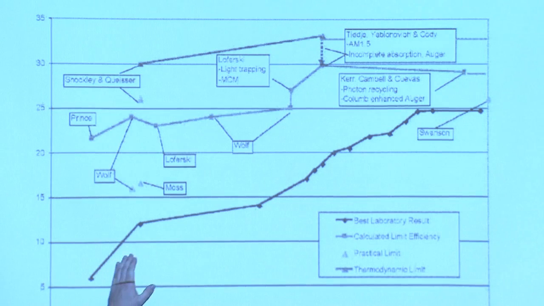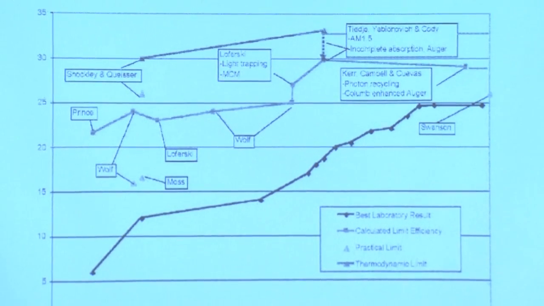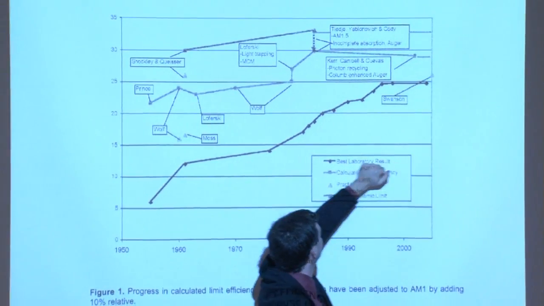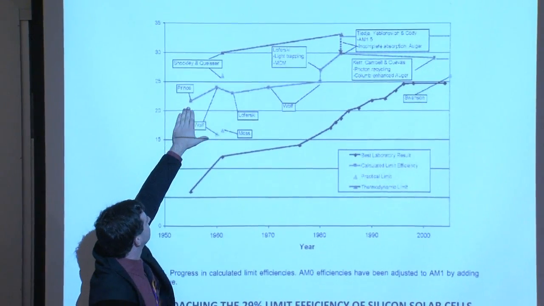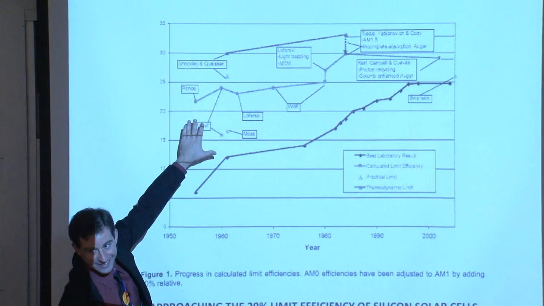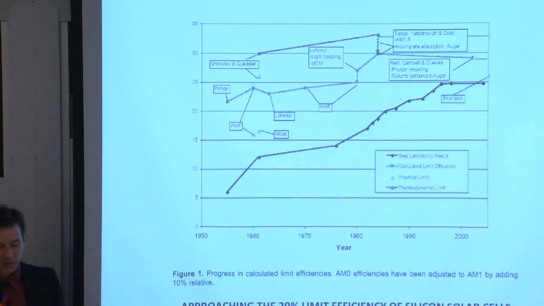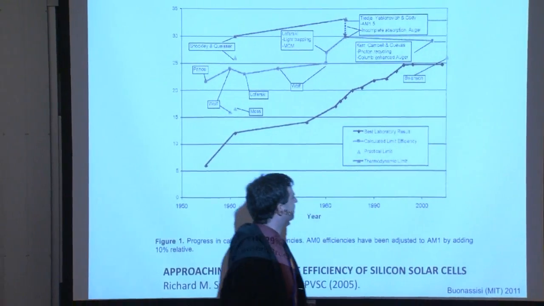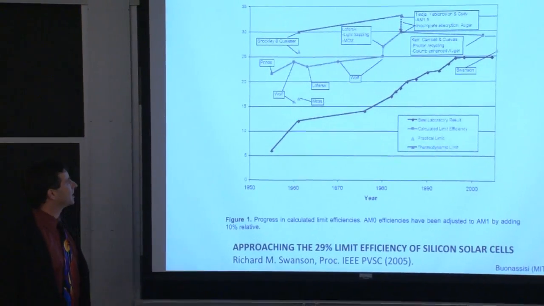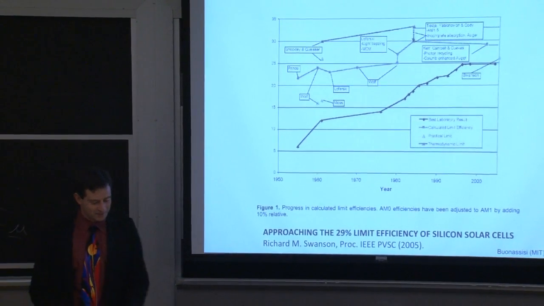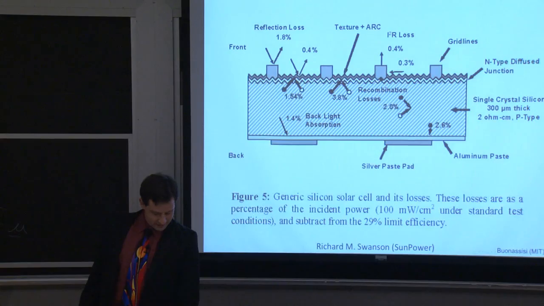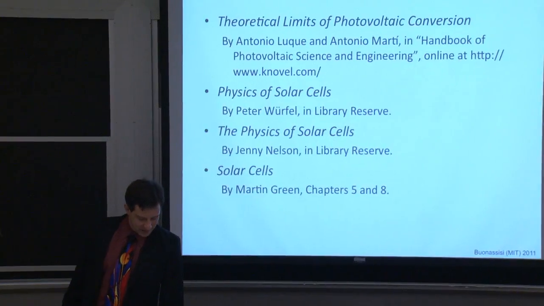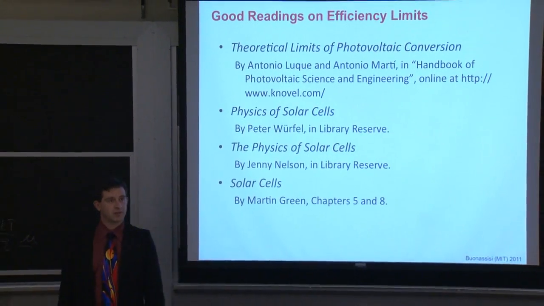And here is the actual best laboratory performance. So if we had, for example, the 25% efficient cell over there, it would already be higher than some of the earlier efficiency calculations for crystalline silicon. What Dick Swanson thinks is the practical limit is right there. That's the Swanson prediction, that we won't get much above 26% for crystalline silicon. So loss mechanisms visualized right here, and several good readings on efficiency limits.